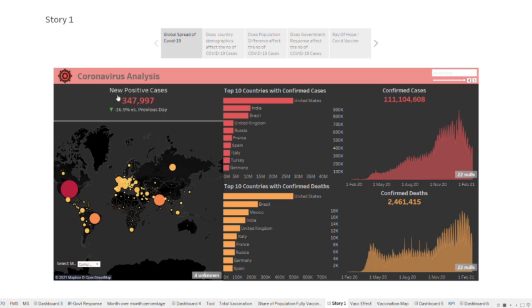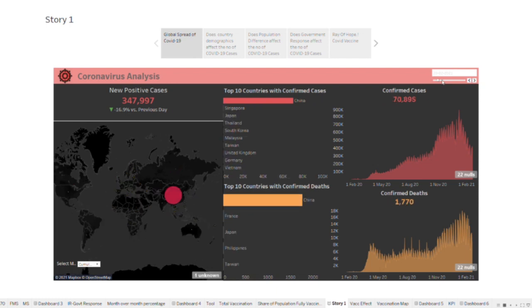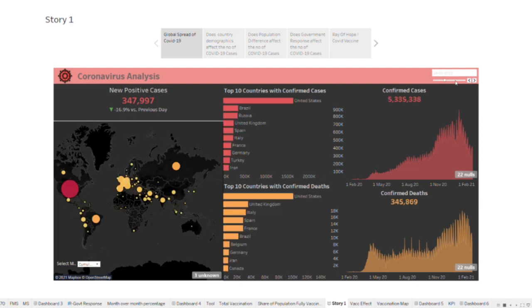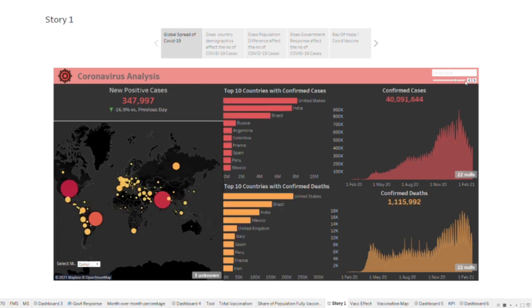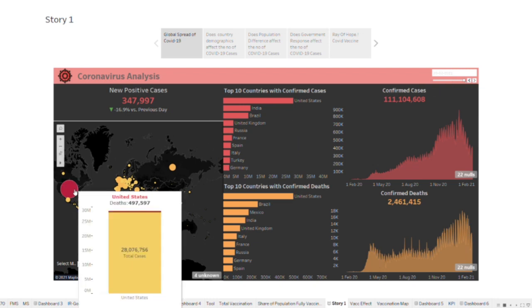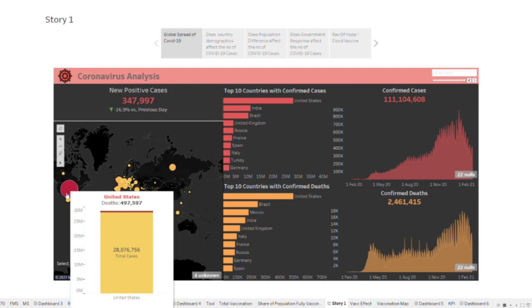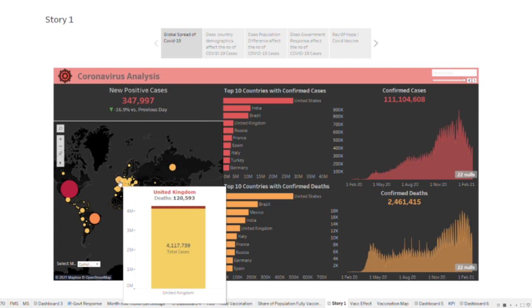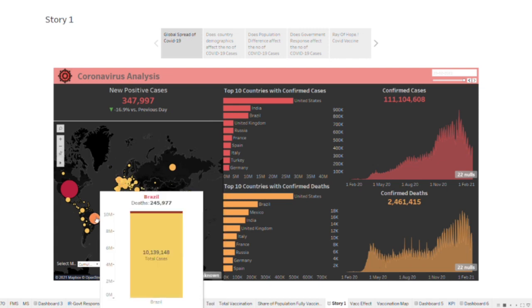On top of the dashboard, we can see the total number of COVID positive cases today, along with its percentage change with respect to the previous day. By using the slider, we can visualize the global spread of COVID-19 across different countries. As we all know, it all started from China, slowly spread to different parts of the world, and today, US is the country with the most number of COVID cases, with around 28 million confirmed cases and 500,000 confirmed deaths. We can also hover over the map to see individual cases and deaths for each country.